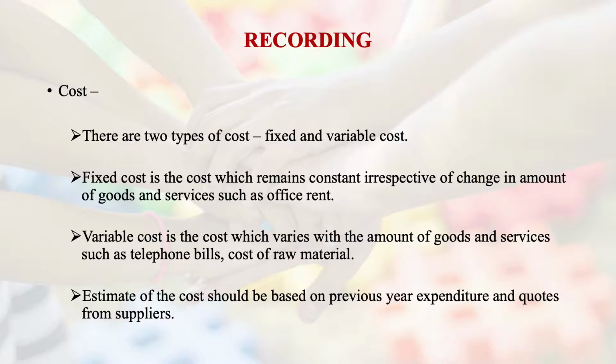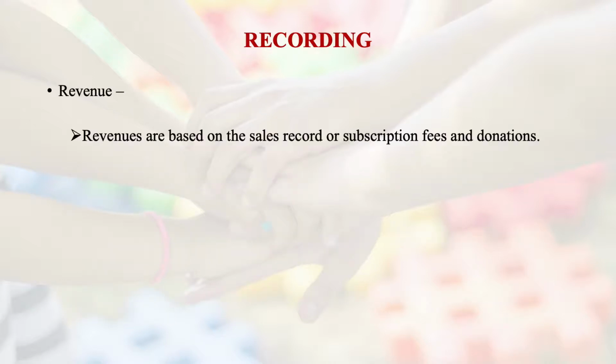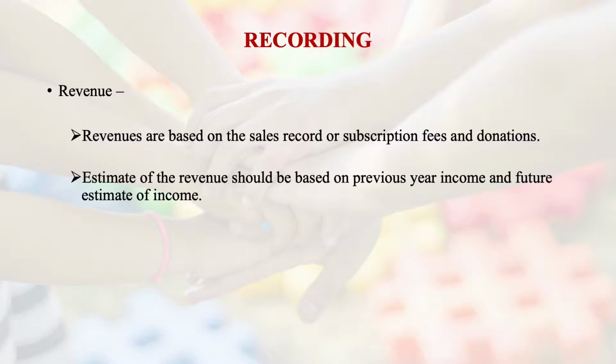When we talk about the third component of a budget, the third component is the revenue, and it is based on the sales record or subscription fees and donations of the organization. The estimates of the revenues are basically based on previous year income and future estimate of income, that is, what was the income in the earlier year and what will be the income in the future through different sources of the organization. So this is how the revenue is being forecasted.